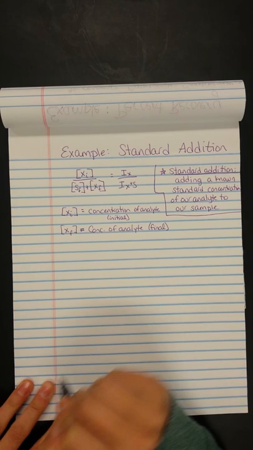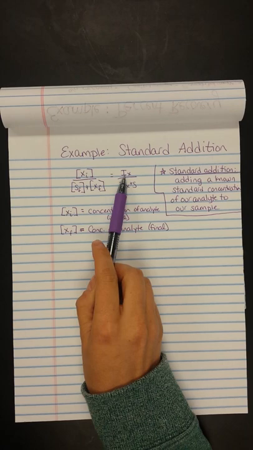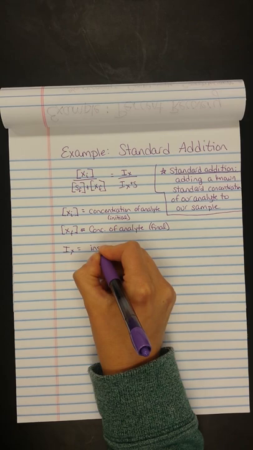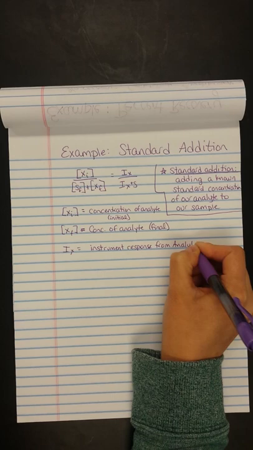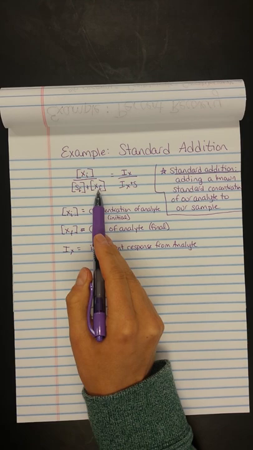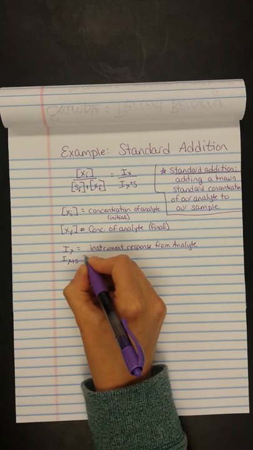And the relationship that we're looking at here is that the concentration of our analyte initially should give us some response from our instrument. So this Ix is equal to the instrument response from our analyte. Then when I combine my standard and my analyte concentration, I should get an increased signal, essentially an instrument signal of my analyte concentration plus my standard. So my instrument signal should increase proportionately.